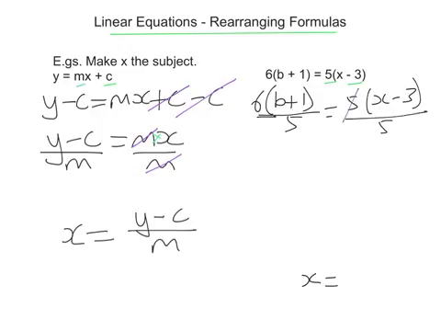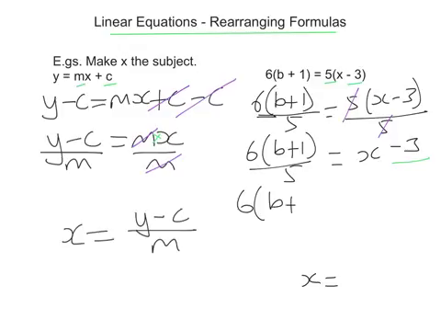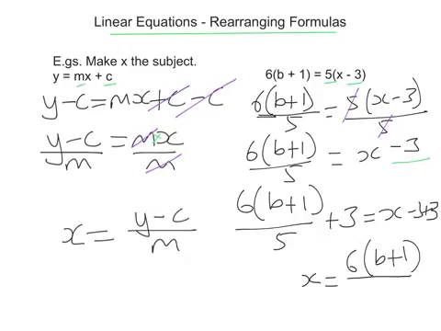On the right hand side, the 5's cancel, making 1. So I'm really just left with x minus 3, which I can just put as x minus 3 without the bracket. So 6b plus 1 over 5. So the only thing left now to get rid of, to make x the subject, is this minus 3, and I'll add 3 to both sides. So I'm going to get 6b plus 1 over 5 plus 3 equals x minus 3 plus 3, which is just x. So x is equal to 6b plus 1 over 5 plus 3.